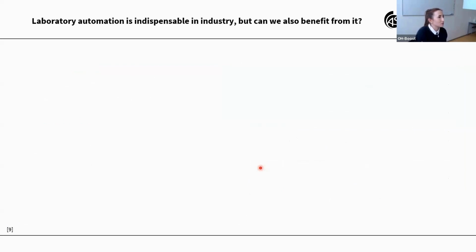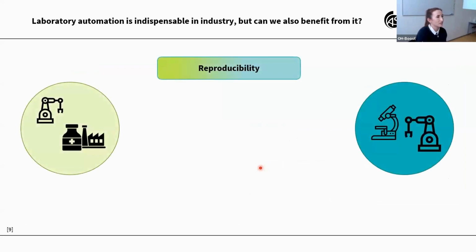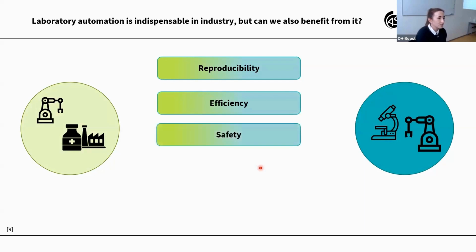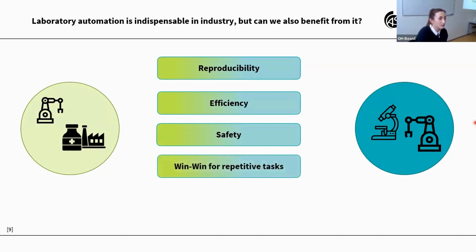Okay, so laboratory automation is indispensable in industry, but can we also benefit from it? Of course, we can also improve our reproducibility, also efficiency, not in case of throughput, but in case of time efficiency. So we can do other things when our automated process is working. Safety, of course, we want also to work in a safe environment. Also for us a win-win situation because we also don't like tedious work.